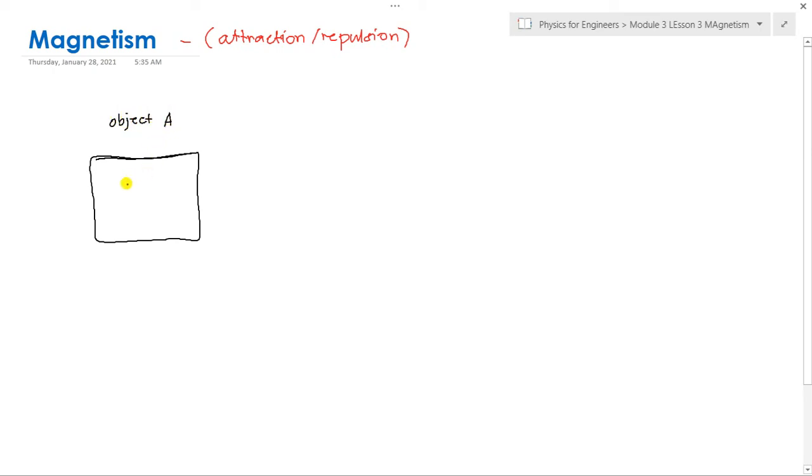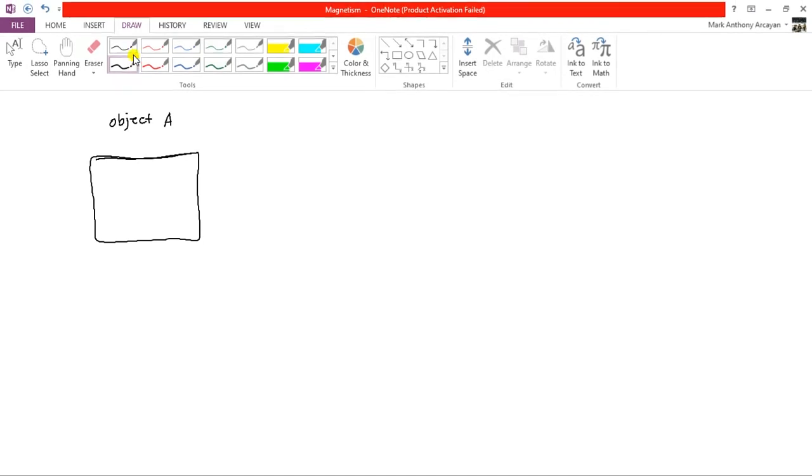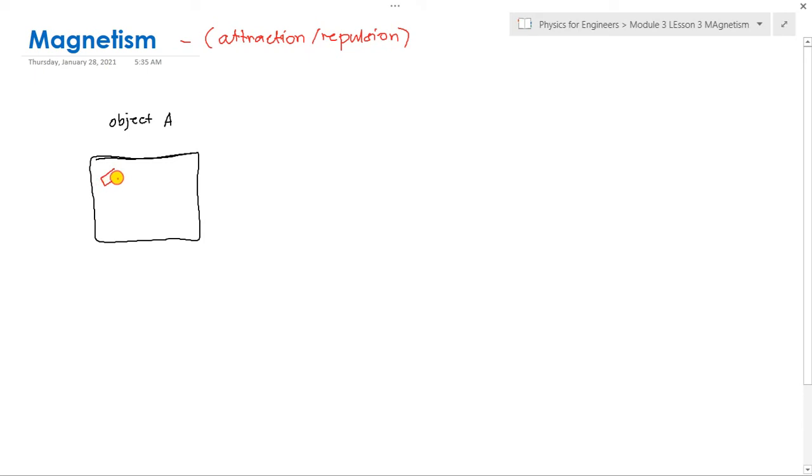Okay? Object A, of course, is composed of hundreds and thousands of atoms. And then if you look at its atoms, okay? If the arrangement of its atoms, at the crystal structure level, where this is north and this is south, is scattered, meaning there is no harmony, so the north points anywhere and the south also points anywhere, meaning there is no uniformity in direction, therefore these are non-magnetic.